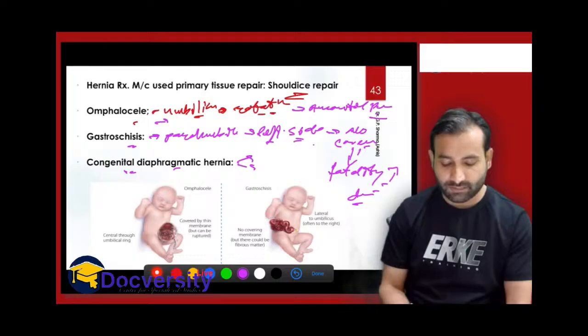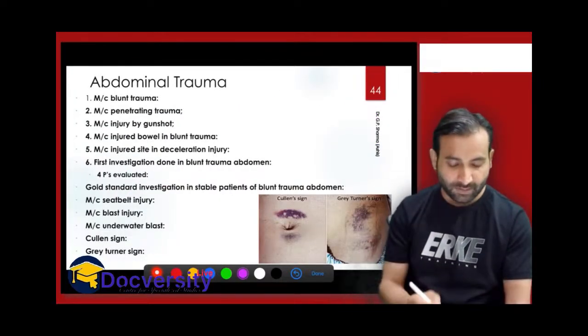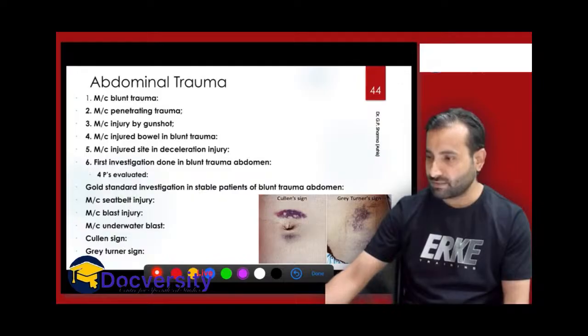And congenital diaphragmatic hernia, you just see this. There are two types of congenital diaphragmatic hernia. You go and see by yourself, okay? And let's see over here the abdominal trauma. Very fast, very quickly. It becomes very long, right? So abdominal trauma, let's see.